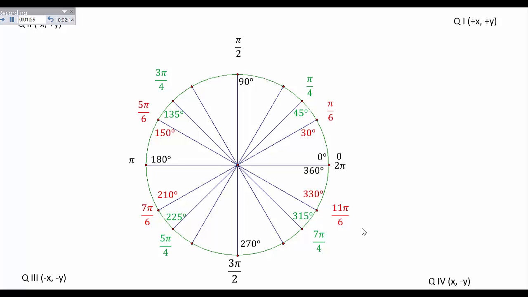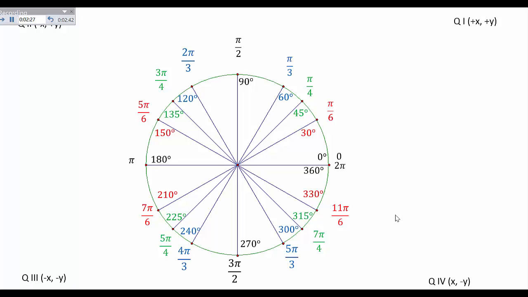Here's our 45-degree reference angle family. We have 45 degrees, 135 degrees, 225 degrees, and 315 degrees. The pi over 4 family is the radian equivalent of the 45-degree reference angle family. We have pi over 4, 3 pi over 4, 5 pi over 4, and 7 pi over 4 as part of our pi over 4 reference angle family.